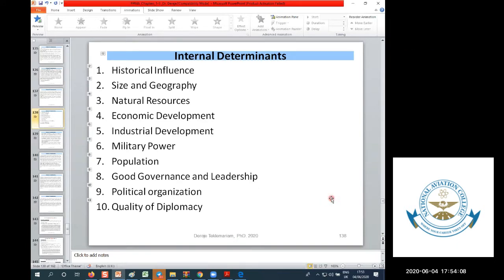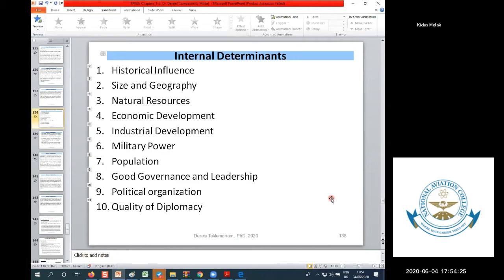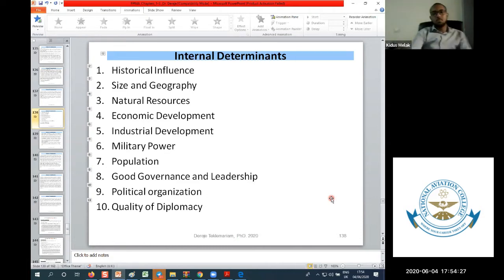One is the historical influence that the country has, the size and geography of the nation or state, and the natural resource endowments, and even accessibility. You can say a lot. The economic development, the industrial development, military power, population, good governance, and leadership issues in the political organizations, and even the quality of diplomacy. It's really to mean this one. So what is the historical influence?